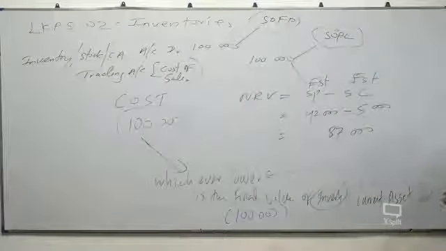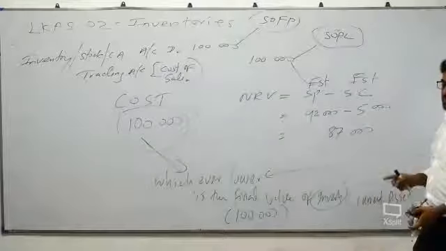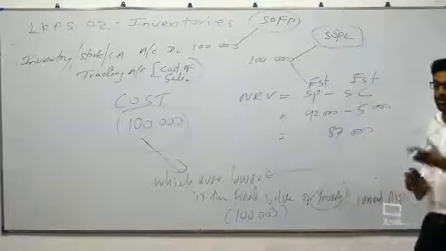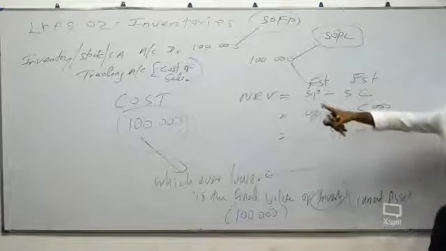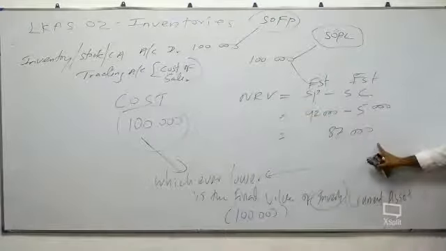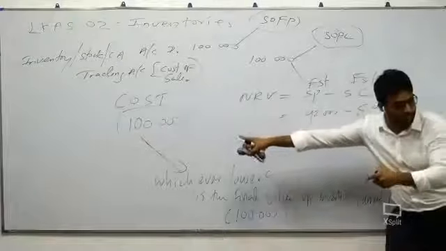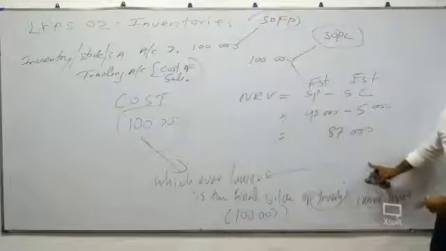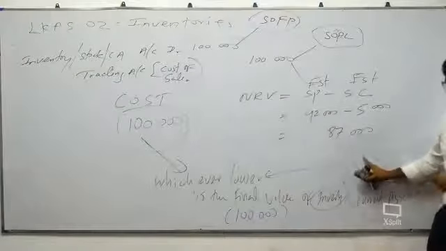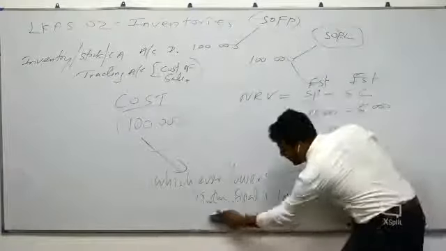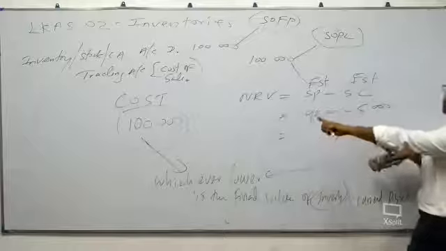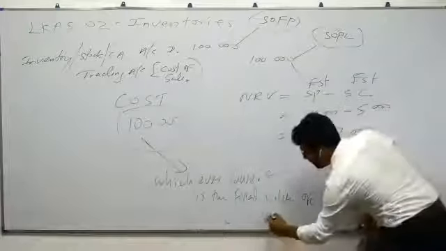Now the stupid question, which is lower? Whichever is lower, only that we always record as the value of the inventory. Which is lower? The 100 is lower, cost is lower, or NRV is lower. Buying price is higher, selling price, NRV, is lower. Whichever lower, we take as the final value of inventory. So how much is it? 87.